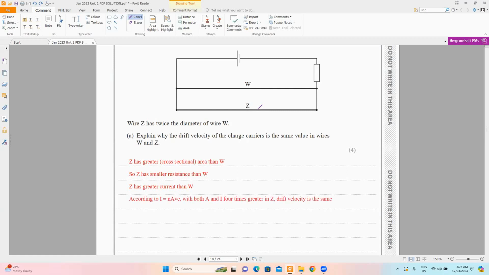So according to I equals nAvq, with both A and I 4 times greater in Z, drift velocity is the same. Look at this. I is greater and the area is also greater. So that's what makes the drift velocity constant.